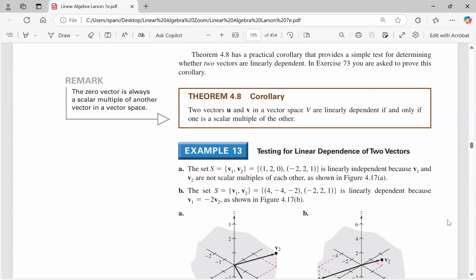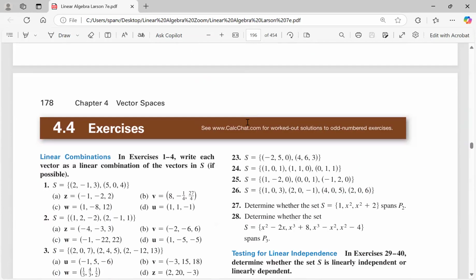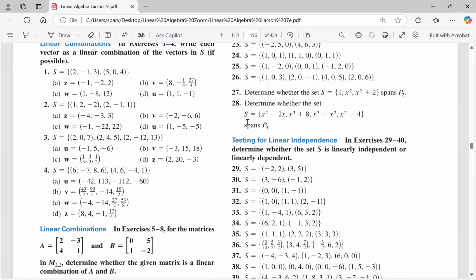Okay, and let's see. So for the corollary, let's say you have two vectors in a vector space. These are linearly dependent if and only if one is a scalar multiple of the other. Again, the set is linearly dependent. You can interpret this as one vector depends on the other. In that sense, they're dependent, if and only if one is a scalar multiple of the other. Okay, and there you have that one. And we get to the exercises, which is good.